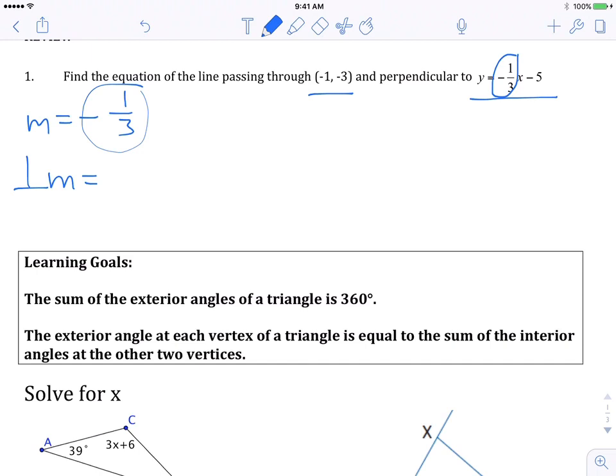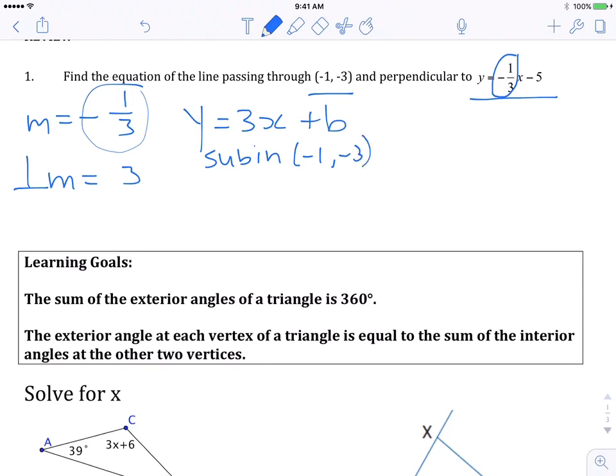If we flip 1/3, we get 3 over 1. And if we change the sign from negative to positive, we're left with positive 3. So the equation of the line we're looking for that's perpendicular would be y equal 3x, and we could say plus b. We don't know what the y-intercept is, but if we sub in -1, -3, we could solve for that.